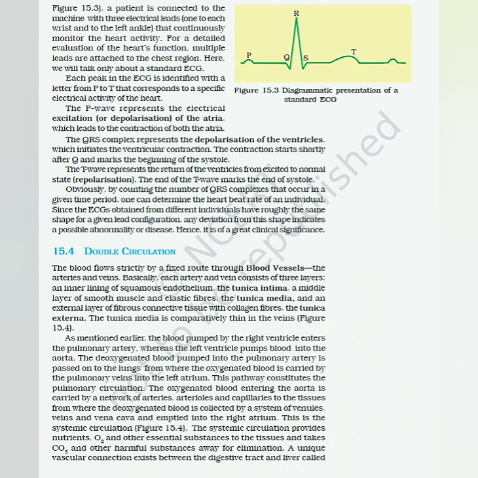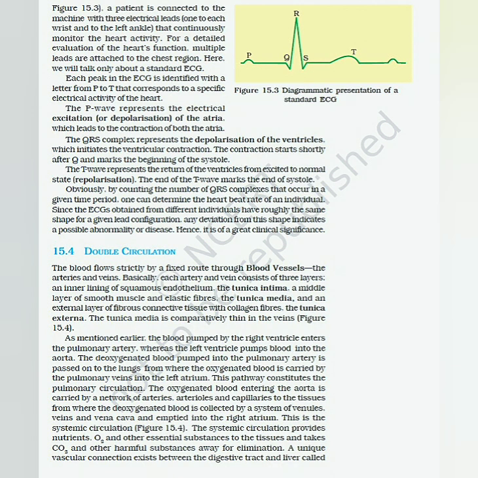Each peak in the ECG is identified with a letter from P to T that corresponds to a specific electrical activity of the heart. The P wave represents the electrical excitation, or depolarization, of the atria, which leads to the contraction of both the atria. The QRS complex represents the depolarization of the ventricles, which initiates the ventricular contraction. The contraction starts shortly after Q and marks the beginning of the systole. The T wave represents the return of the ventricles from the excited to the normal state, repolarization. The end of the T wave marks the end of systole.